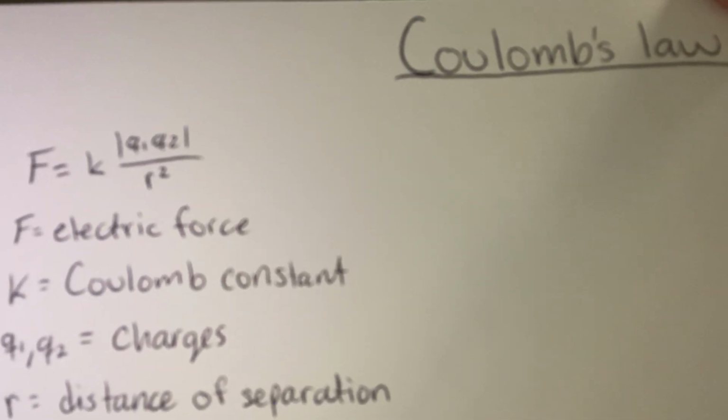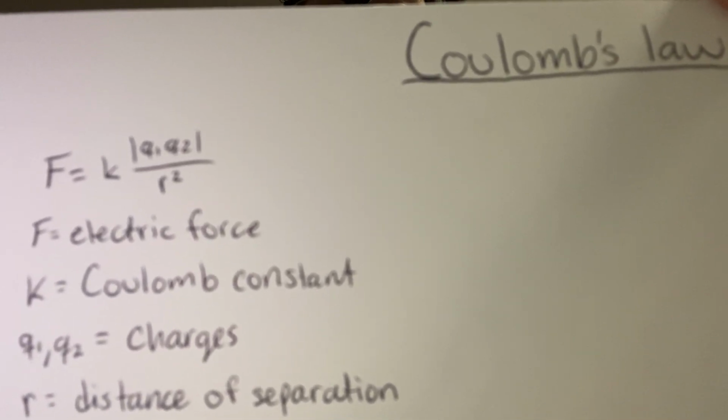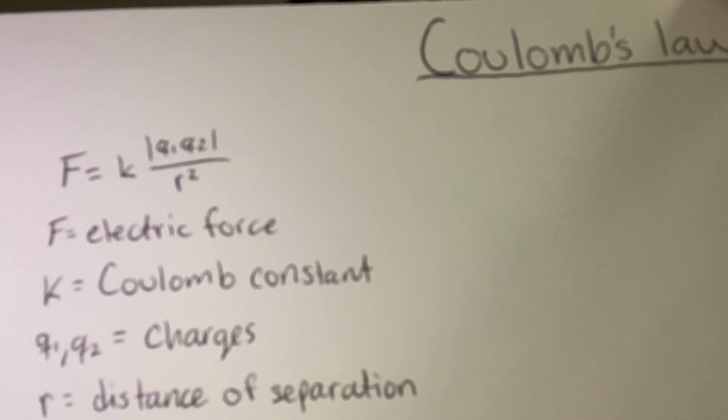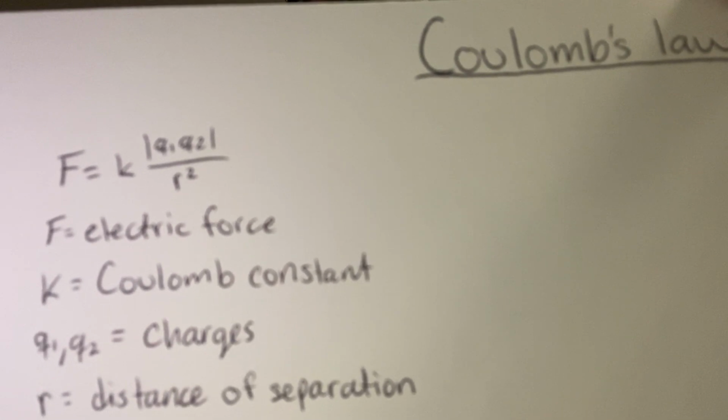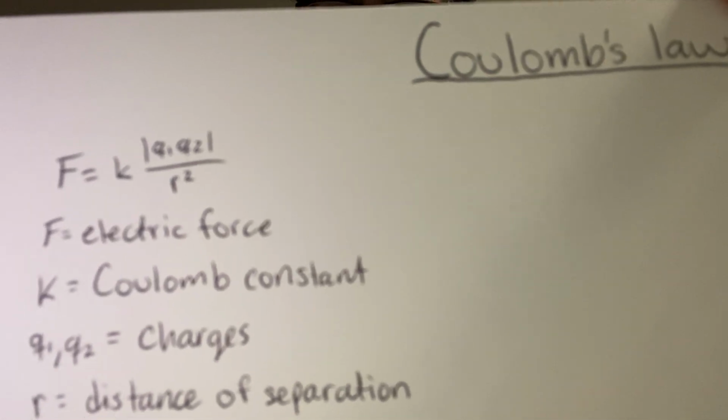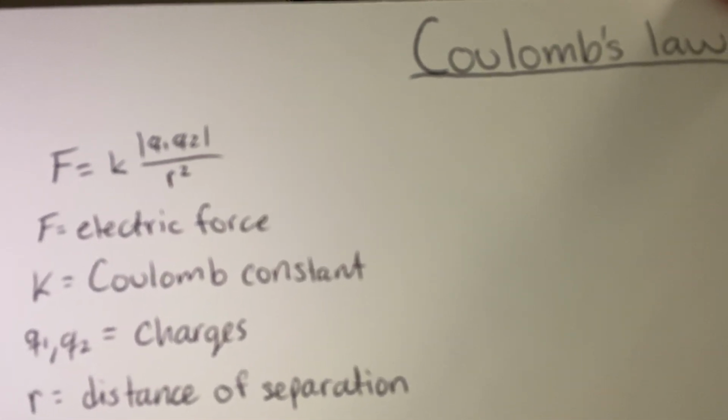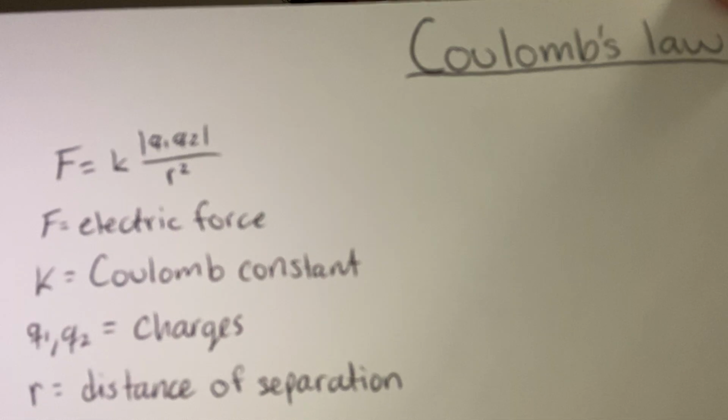As you can see, the distance, R, is squared. So as the distance increases, the force exponentially decreases. And Q1 and Q2 have the same input into the final result. So whether Q1 is very large or Q2 is very large, both will have a positive impact on the force, meaning as they increase, so will the force.